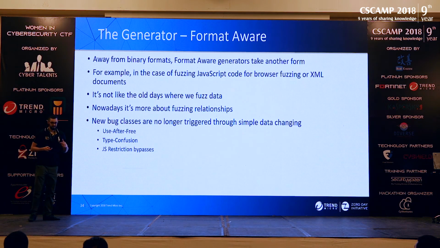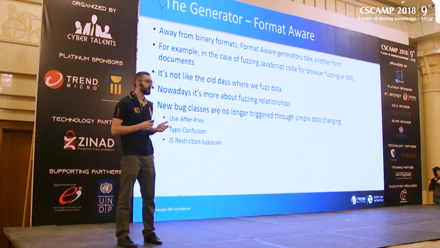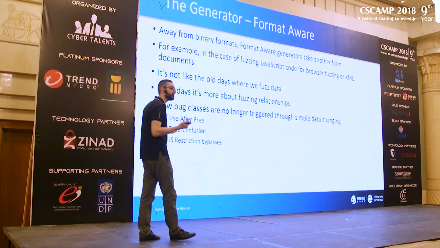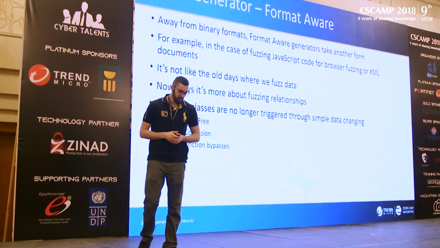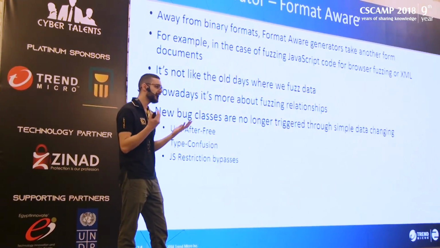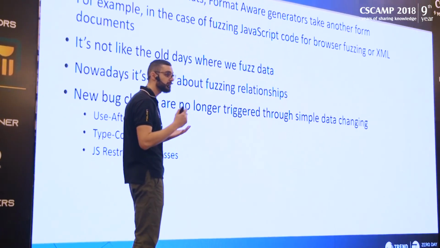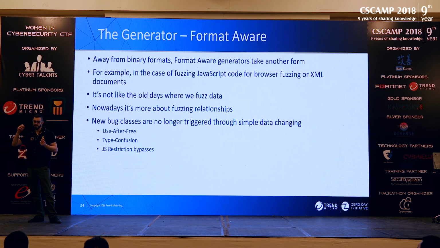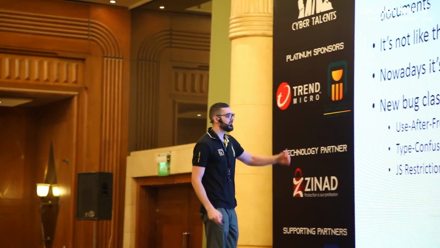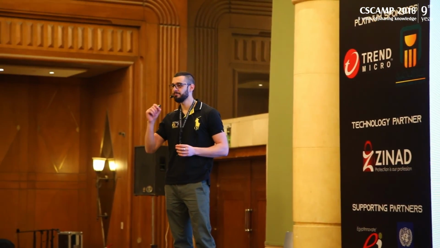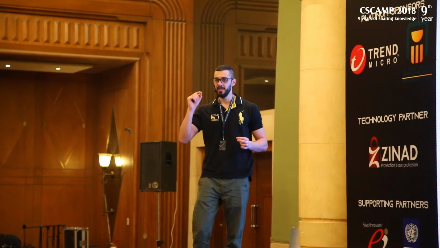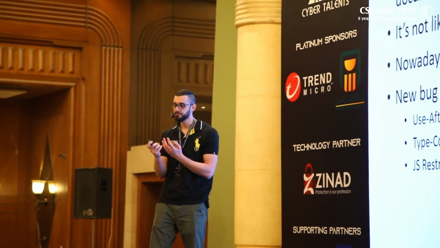But it actually gets a little bit more complicated than that, specifically when you're fuzzing languages. So let's say you're fuzzing JavaScript or XML or anything like that. Things change a little bit. You're not fuzzing data anymore, you're fuzzing relationships. By relationships, I mean, let's say you have an object which has a reference somewhere, and then you call something out of it. With the new bug classes, like use after free, type confusions, restriction bypasses, data is not what we want to fuzz. We want to fuzz how these objects communicate with each other.